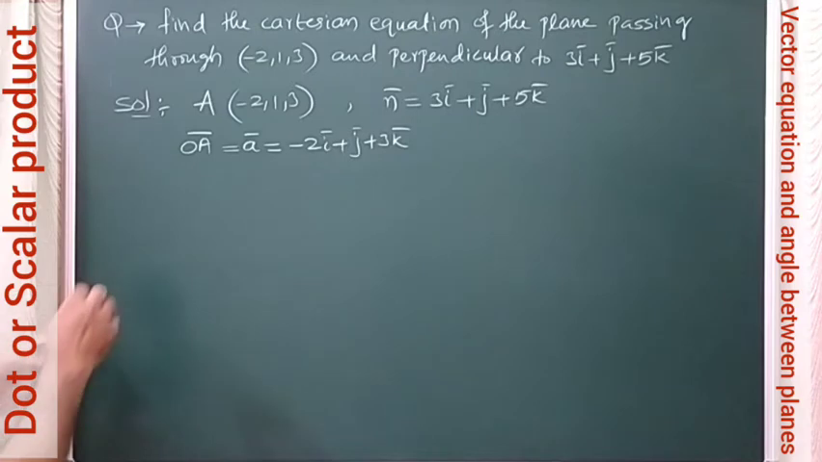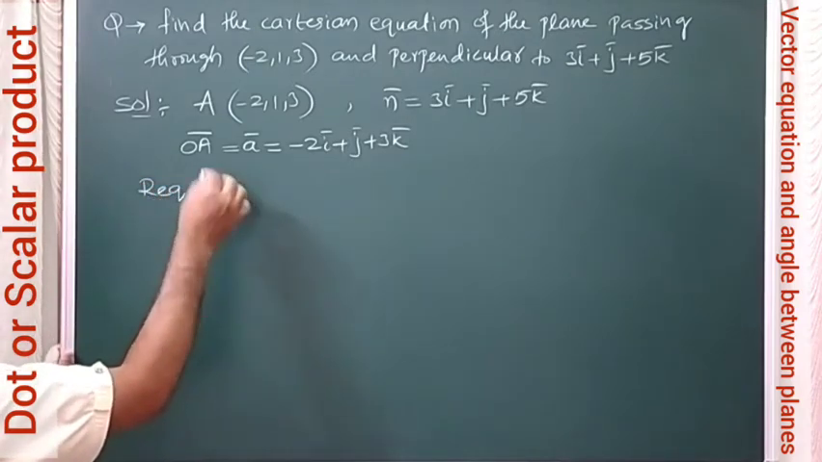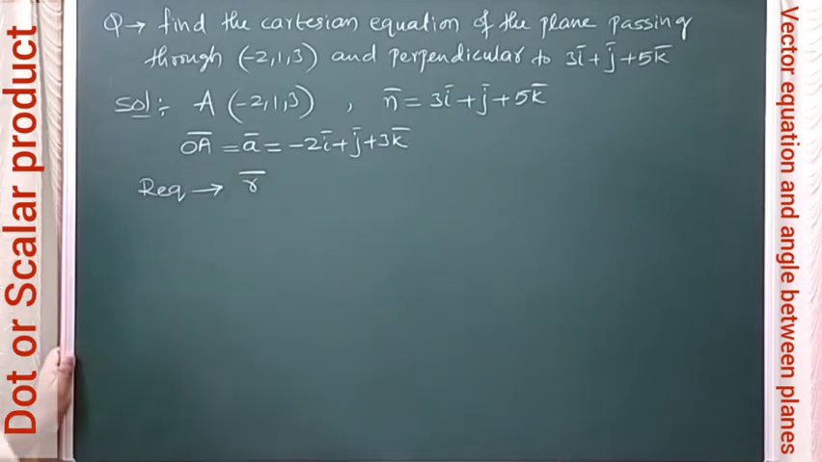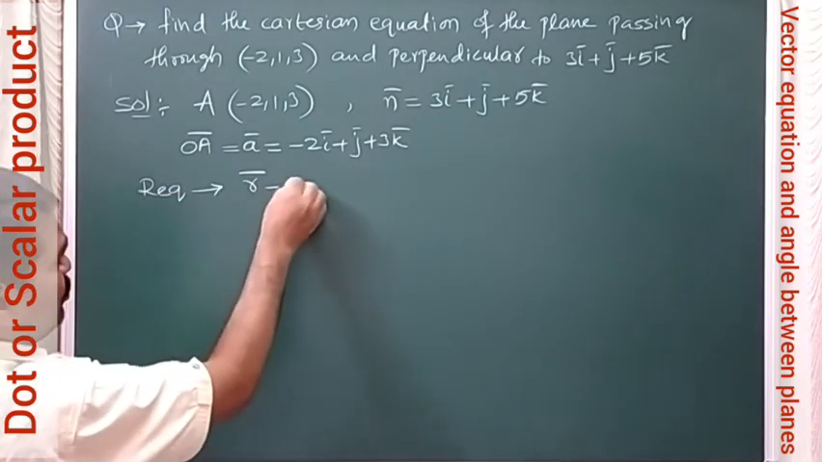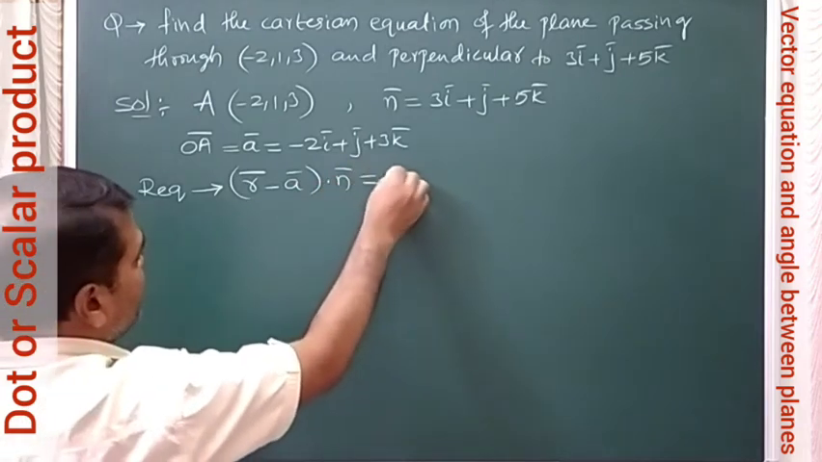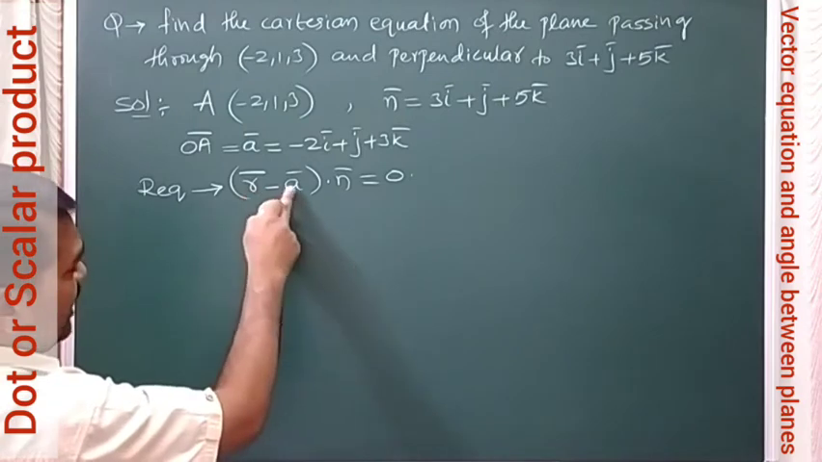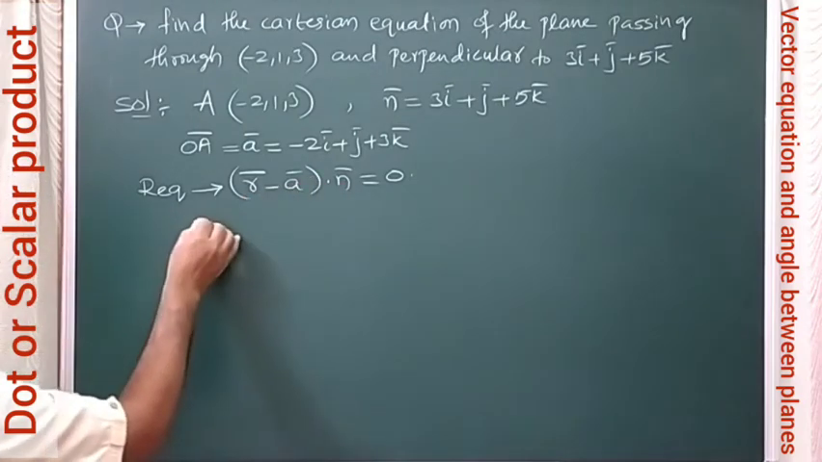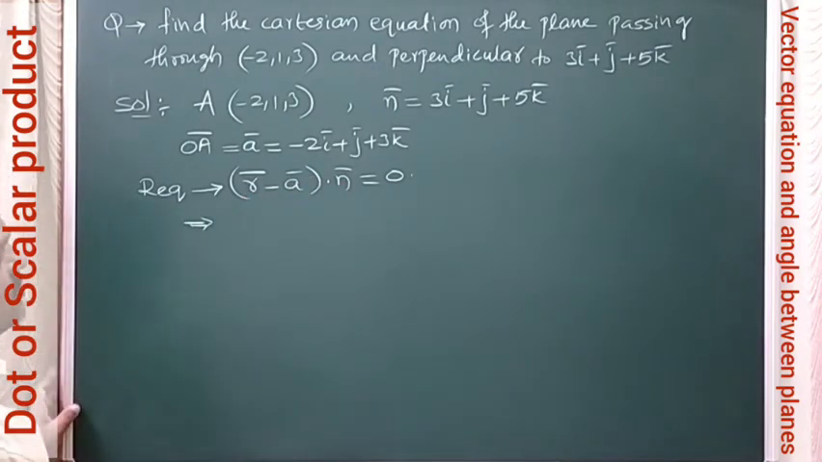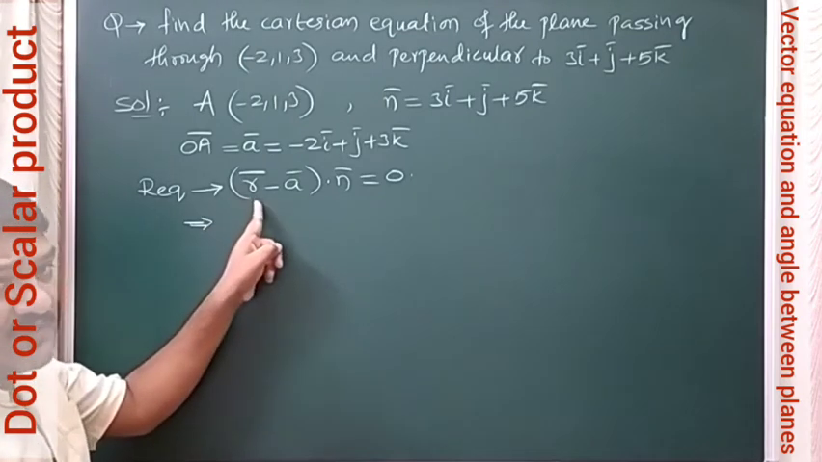So therefore, what is your required equation of plane passing through a bar and perpendicular to n bar? This is the formula. Passing through a bar, perpendicular to n bar. So this is the vector equation of the plane.